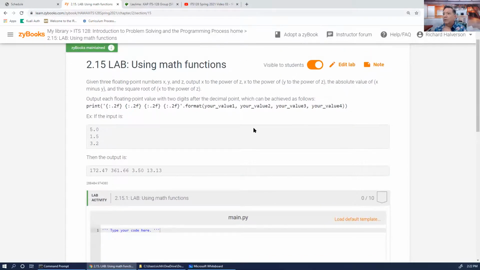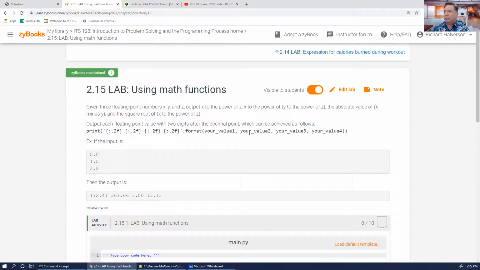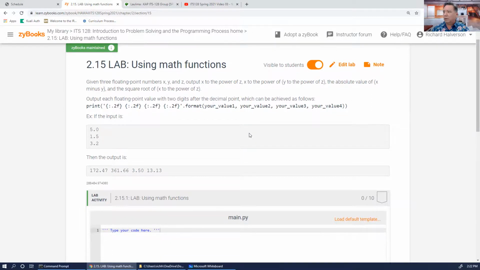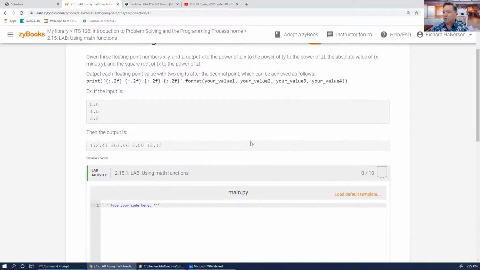All right, given 3 floating point numbers, output x to the power of z, x to the power of y to the power of z, the absolute value of x minus y, and the square root of x to the power of z. And then you want to print it out. Okay, so here's how I'm going to do this one. I'm going to be computing these 4 numbers.